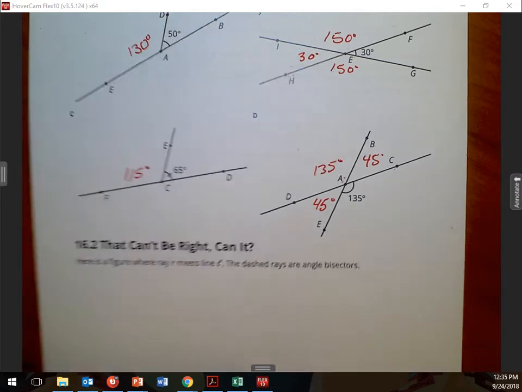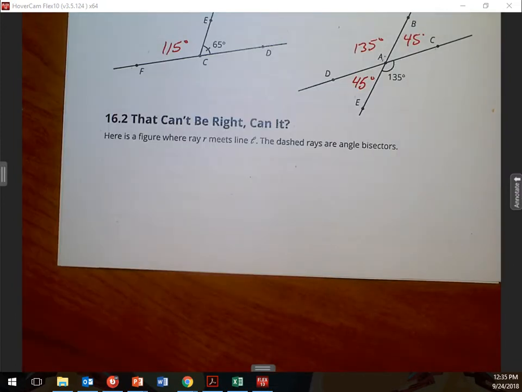So 16.2. Listen up. Here's a figure where ray R meets line L. The dashed rays are angle bisectors. Now, class, what does bisect mean? Same. It is same, but come on. Cut into two equal parts.